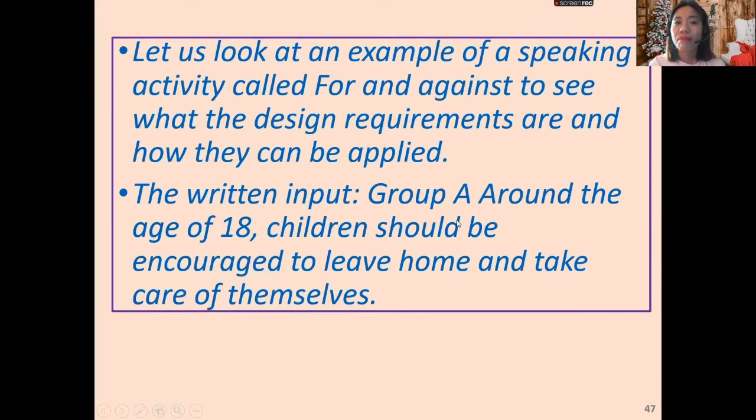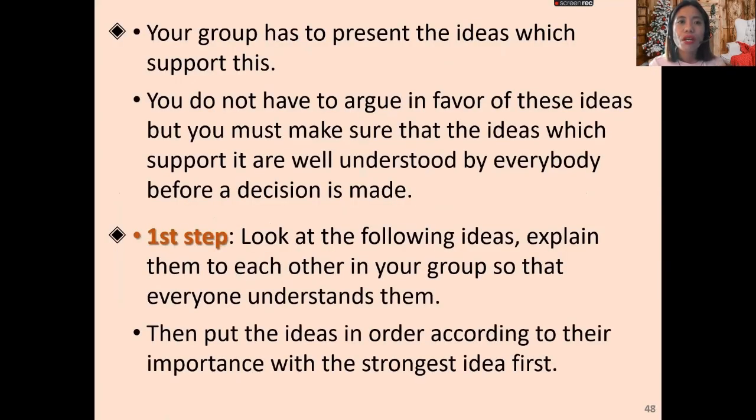This is a speaking activity, but because when we speak we use vocabulary, we could extract words coming from our group mates or classmates. So your group has to present the ideas which support this. Okay, you do not have to argue. That is the first. No need to argue in favor of these ideas, but you must make sure that the ideas which support it are well understood by everybody before a decision is made. So that's why you list the series of ideas that could support the premise. But then you don't argue, you just present it and make sure you explain it so that they understand. And from there, they will be able to come up with a decision.